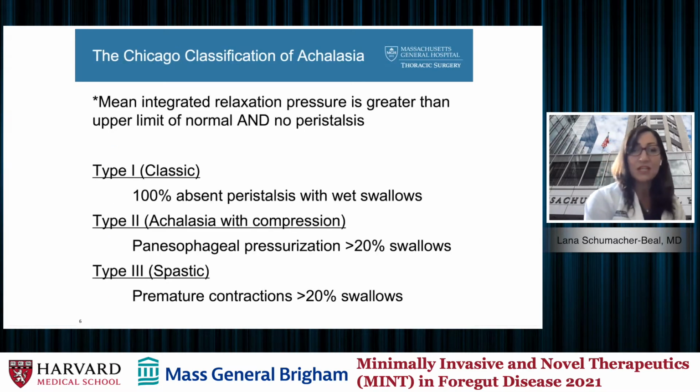There's a specific classification known as the Chicago classification, which looks at the mean integrated relaxation pressure being greater than the upper limits, and that there's no peristalsis. This is for the classification of achalasia. And there's different types. We have the classic type 1, where there's 100% absent peristalsis with wet swallows. There's type 2, which is achalasia with compression, and there's panesophageal pressurization in greater than 20% of the wet swallows. And type 3 is a spastic type of achalasia, where you have premature contractions in over 20% of the swallows.